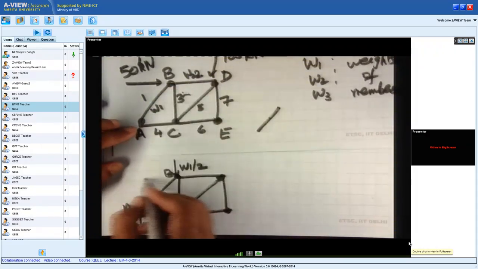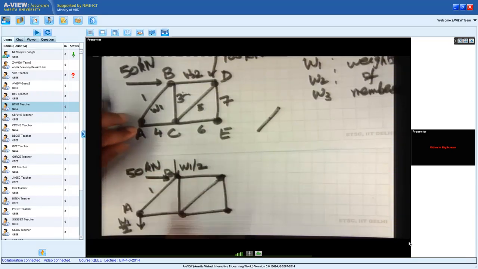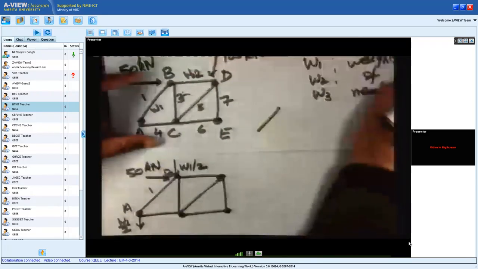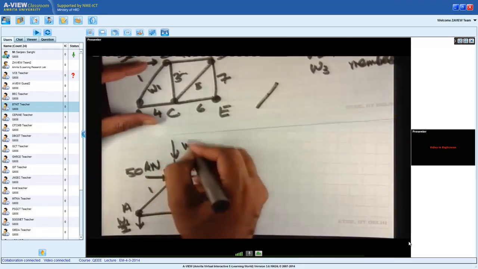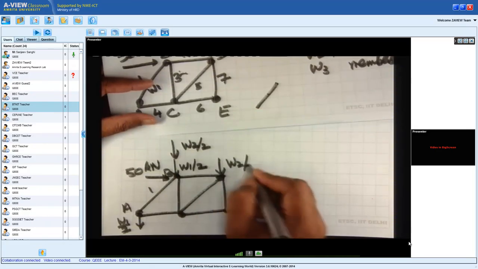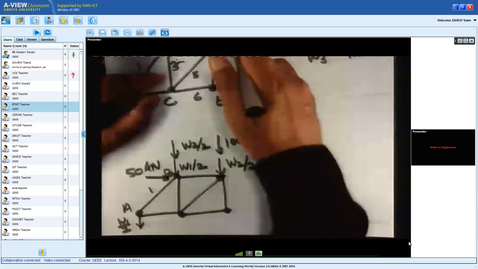Now in addition to this, I already see B has a 50 kilonewtons load. Then let us see what happens to BD. BD is W2. So W2 means on B I will get W2 by 2 and on D I will get W2 by 2 because of BD. Then we see there is a 100 kilonewtons load already acting on D.